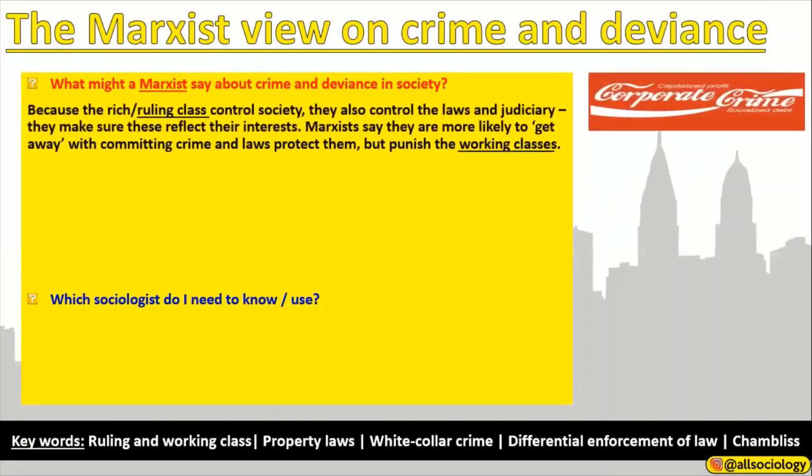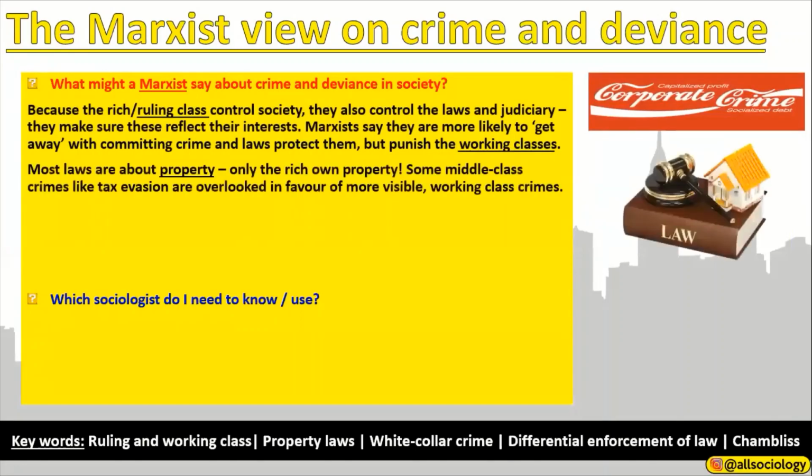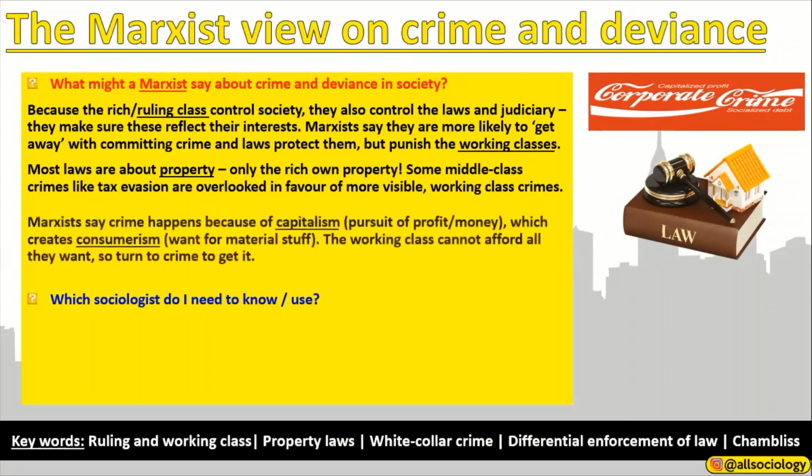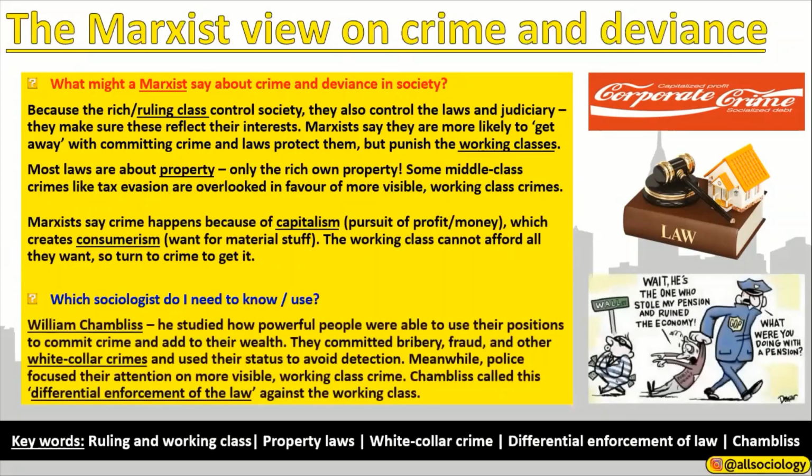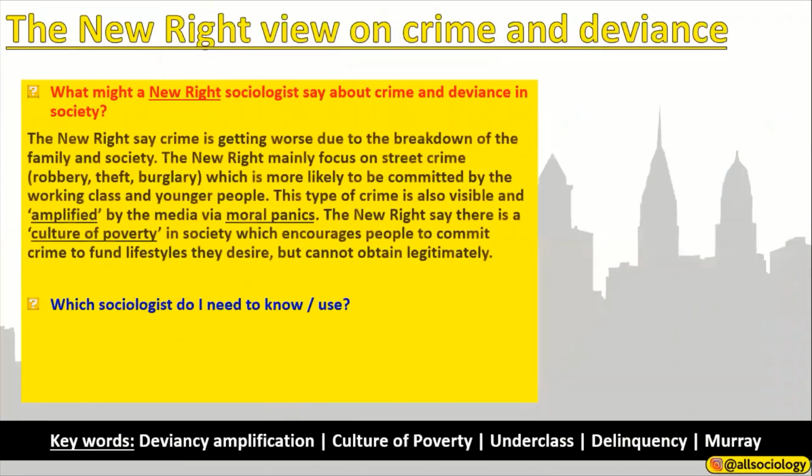We took a moment to explain the Marxist view. So we argued basically that because the ruling class in society own and run society, they also run the criminal justice system, and it will reflect their views. And ultimately, if we take the ideas of someone like William Chambliss, the idea that police have a differential enforcement of the law, so they focus disproportionately on working class crimes because they're easier to catch and they're easy to beat. And then we started looking at the new right.